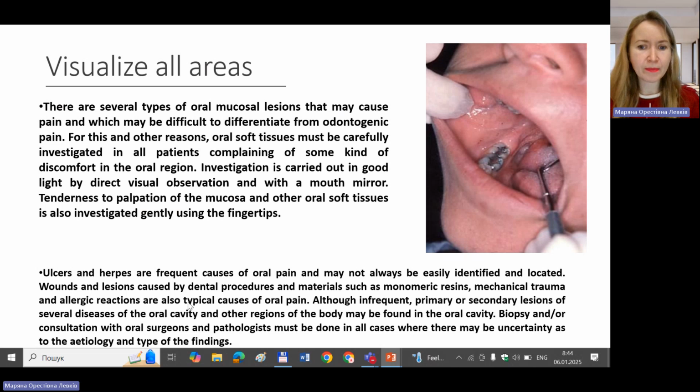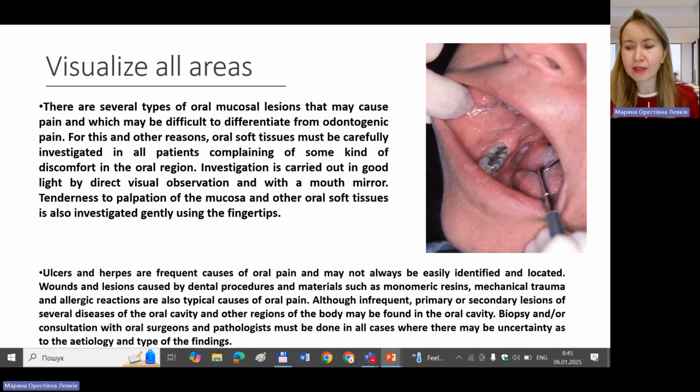Ulcers and herpes are frequent causes of oral pain and may not always be easily identified and located. Wounds and lesions caused by dental procedures and materials such as monomeric resins, mechanical trauma, and allergic reactions are also typical causes of oral pain.